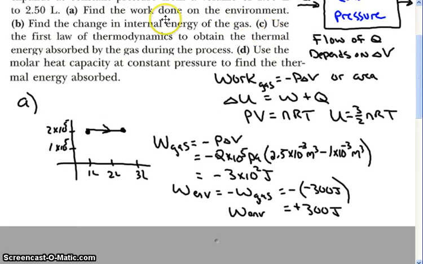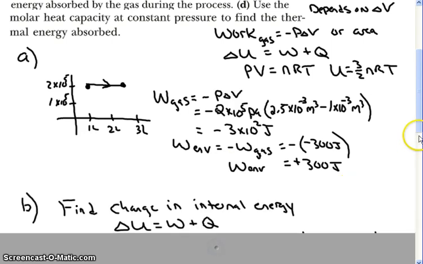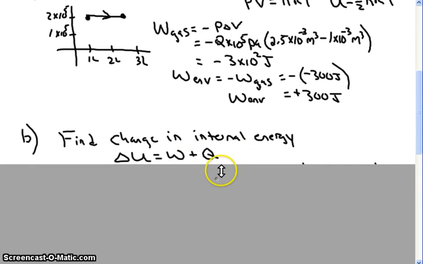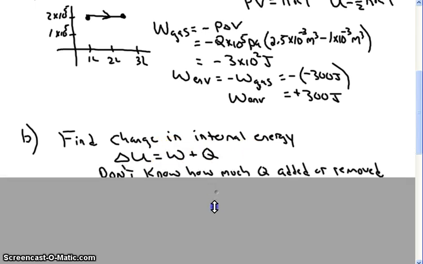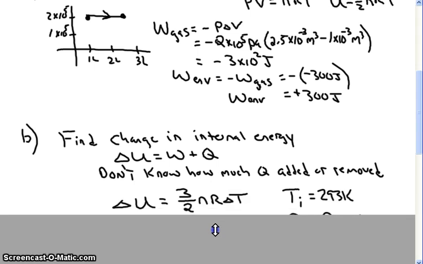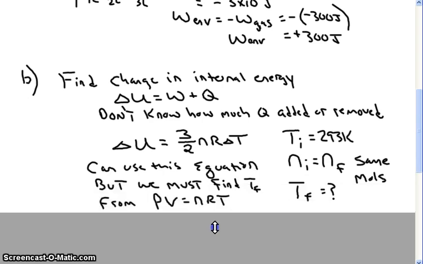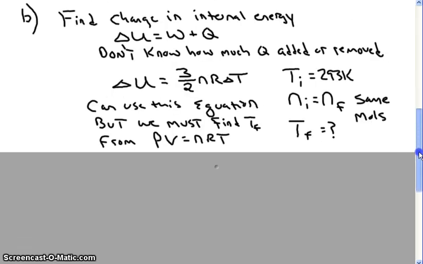The second question, B, asks us to find the change in the internal energy of the gas. We could look at using our first law formula like this. However, we don't have enough information about how much heat is being added or removed given in the question anywhere. We do have an alternate formula for finding the change in the internal energy, and that's 3/2 nR delta T. They gave us an initial temperature of 293 Kelvin in the problem. We know the moles will stay the same, so we could find the final temperature by using our two-state equation.